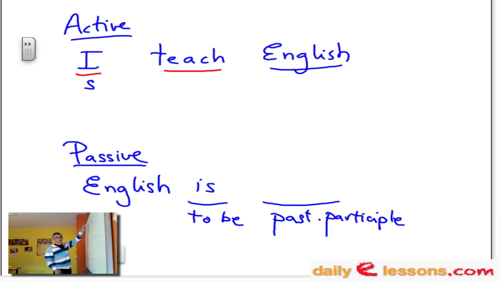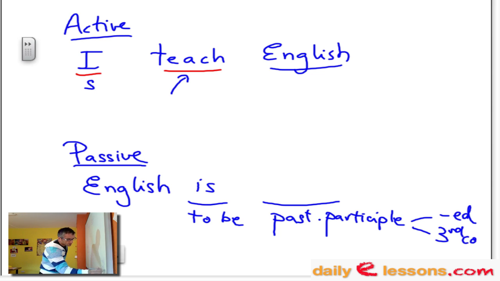In this case, the past participle of teach is taught, because with the past participle we've got regulars and irregulars. When it's a regular verb, we say the verb ending with ed, and when it's irregular, we need the third column. For the verb teach, we need the third column because it's irregular, so that would be teach, taught, right? Here we've got the passive sentence. Here we have the active sentence.